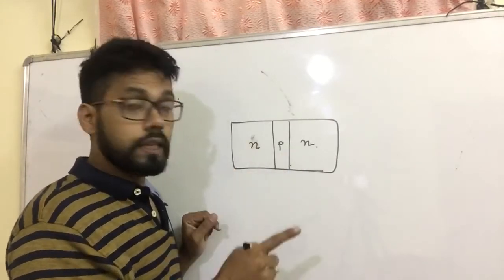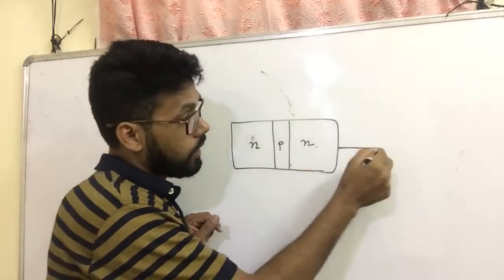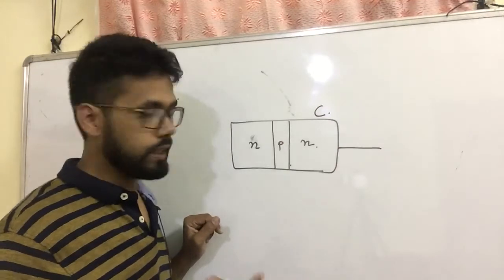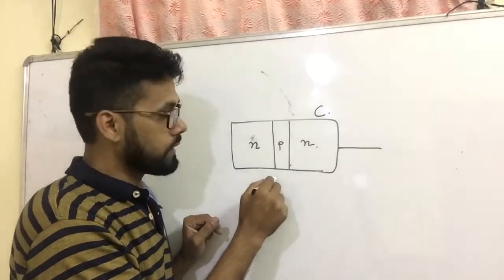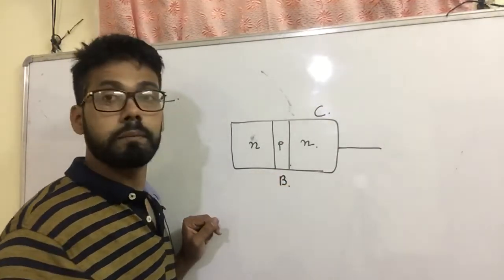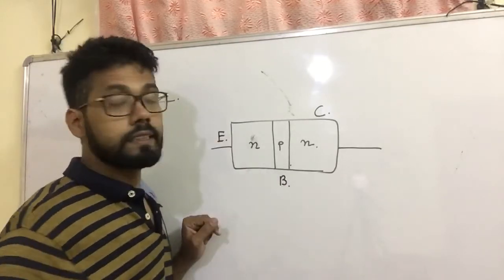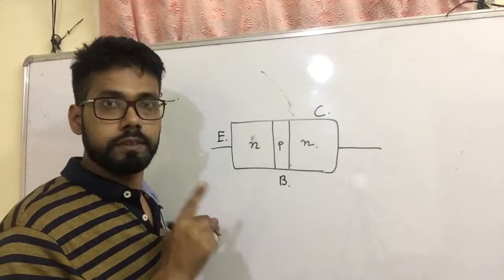Now, this side is the output side. This is known as the collector. It is represented by C. And the middle portion is the base. It is represented by B. And this region is the emitter. Okay, this is a representation of a semiconductor transistor.